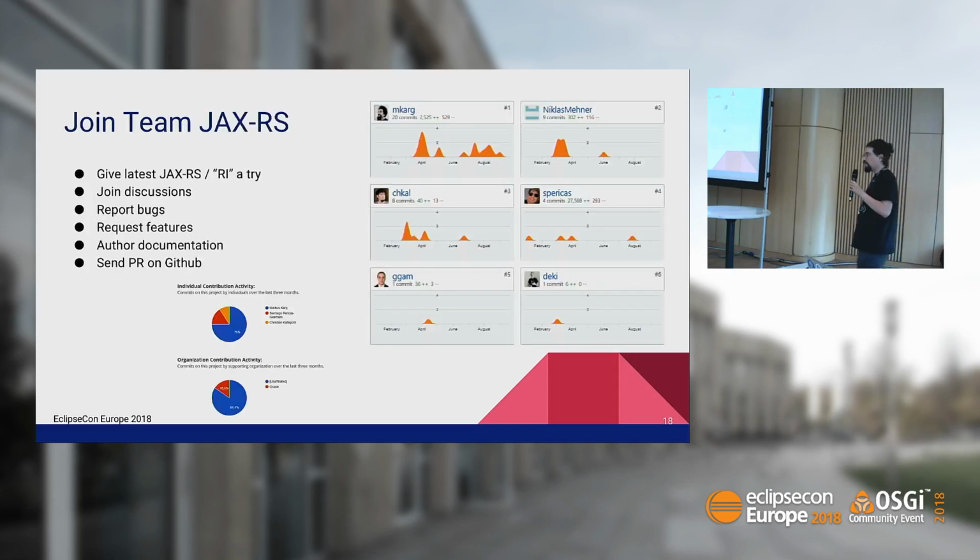So join our team. You're invited. Tell us your ideas in the issue tracker. Tell us bugs. Tell us what features you want. Tell us the changes you want. Tell us the big targets you go for, whether it's JPMS, whether it's microservice, whether it's inclusion of a MicroProfile, or whatever. Tell us, discuss with us, and don't be shy.